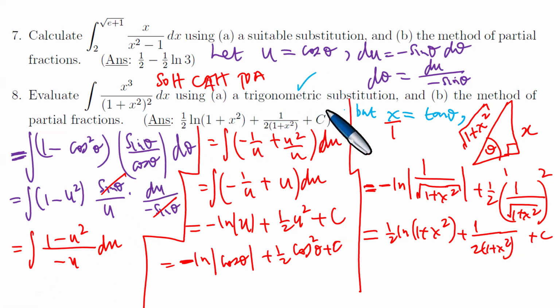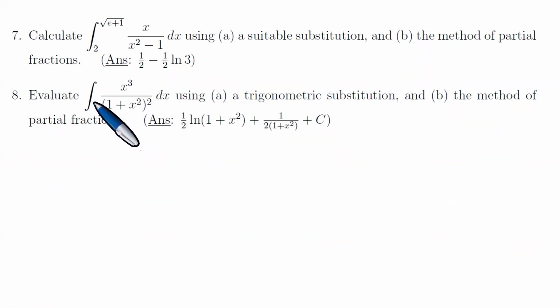Okay, this is the trigonometric substitution. We need to use the method of partial fractions. Partial fractions, yeah? So let us look at this one. We have x cubed divided by 1 plus x squared, squared. Let us look at this and reason together. This is what we have, but we need to reason in terms of how this particular partial fraction decomposition needs to be done here.